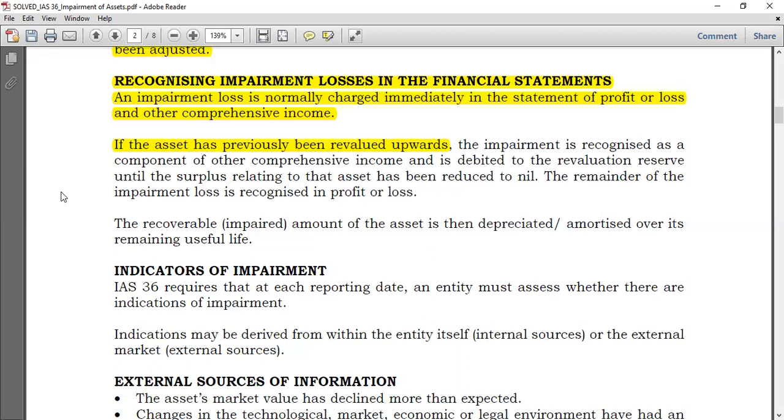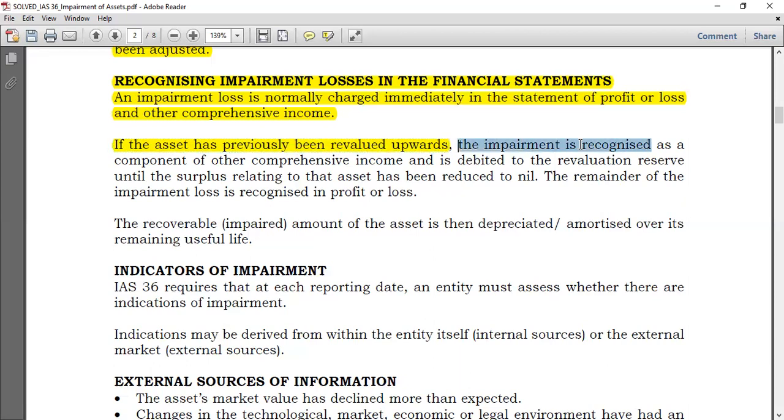So if you find that there is an impairment on the asset that was previously revalued upwards, that impairment loss, instead of being taken to the statement of profit or loss, would first be taken to other comprehensive income to provide for that previous upward revaluation. And then the remaining balance would then be taken to the statement of profit or loss. So simply speaking, for previously revalued assets in the upward manner, impairment loss is just treated as if it was a revaluation loss. You have to understand that.